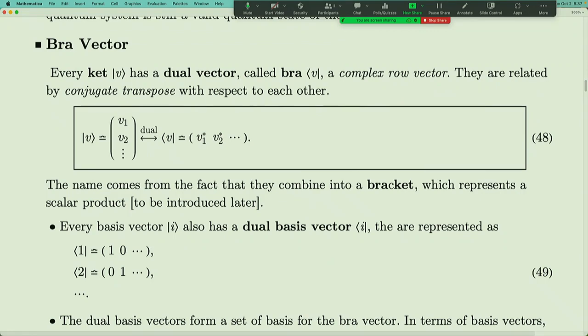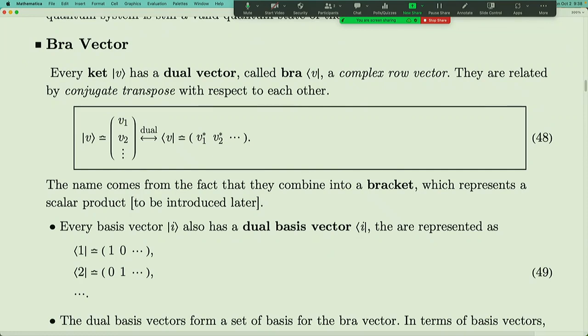You simply copy every component to this row vector, put it in a horizontal direction, while also remembering to complex conjugate every vector element. So that's the rule. Just accept that. That's how you create this dual bra vector from the ket vector. Duality means that there are two different things that actually encode the same amount of information. So for a quantum state, you can either describe it by a ket vector or by its dual bra vector. It's not going to give you any difference.